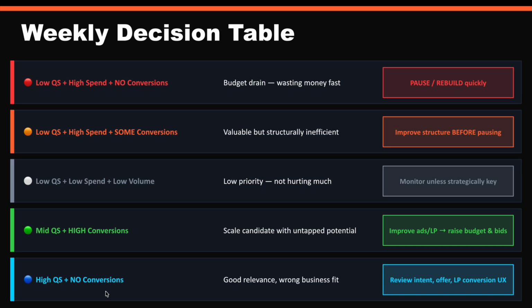So this table is something you can print out and keep next to you during your next review. It will save you so much time and help you make the right decision every day.